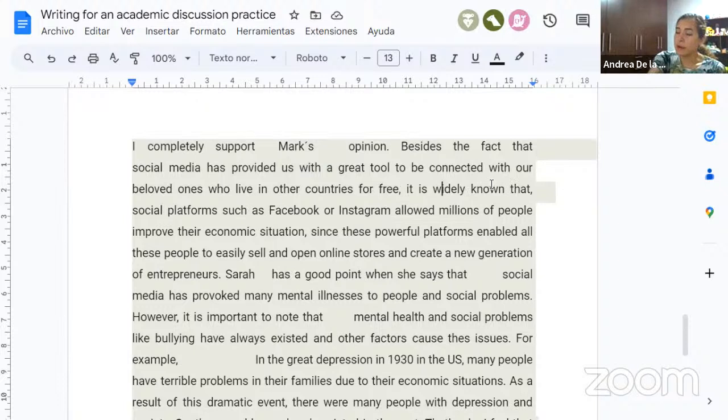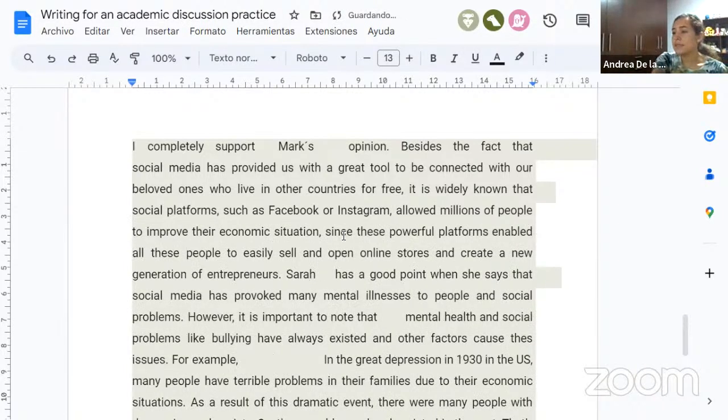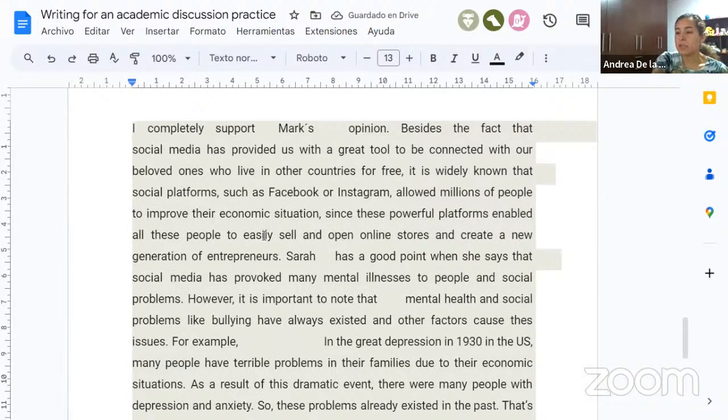After this part, "it is widely known that," you don't need a comma, but you do need a comma to separate the examples, such as Facebook or Instagram, allowed millions of people to improve their economic situation. Great. Since these powerful platforms enabled all these people to easily sell and open online stores and create a new generation of entrepreneurs. Okay, I love your reason.